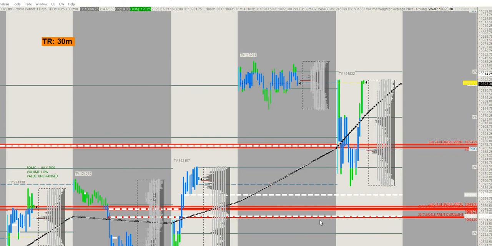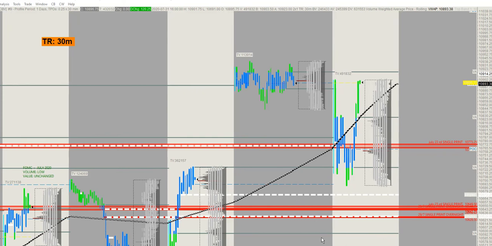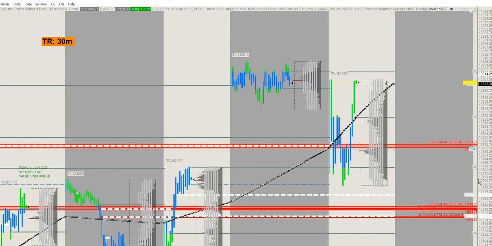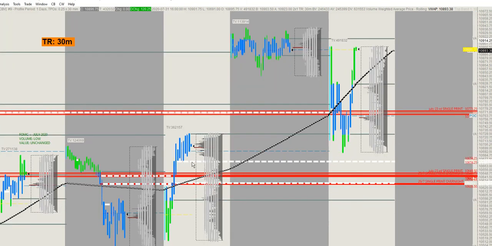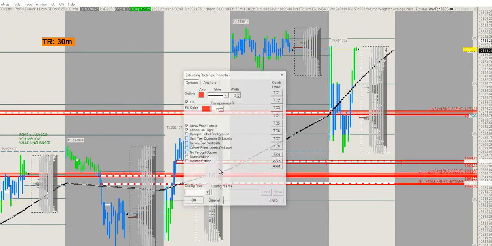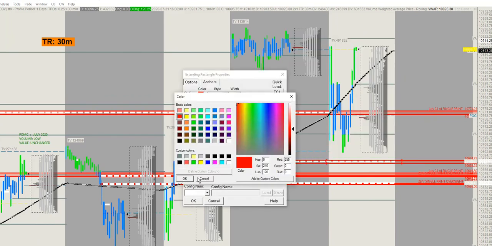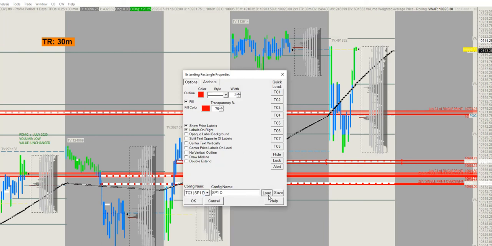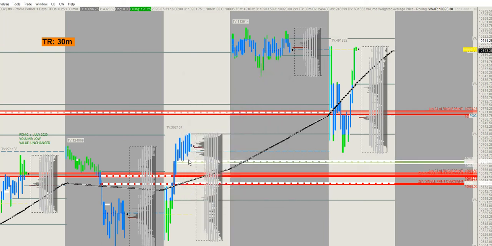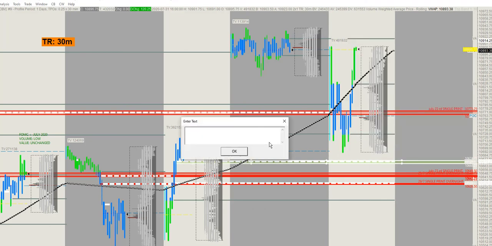So I really like to identify these areas and get a good, clear understanding of what's going on. This is where I like to put my single prints, and I want to put them in coloring quickly because this way I know that we've held above this single print from the 30th, and the market has never come back to even test that. So it's pretty bullish here.